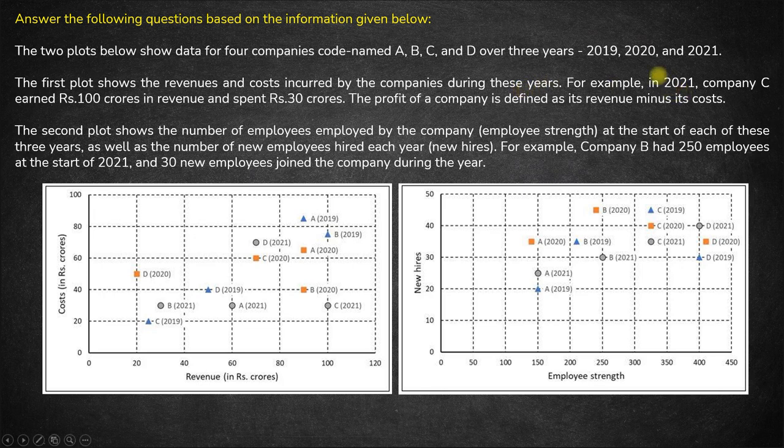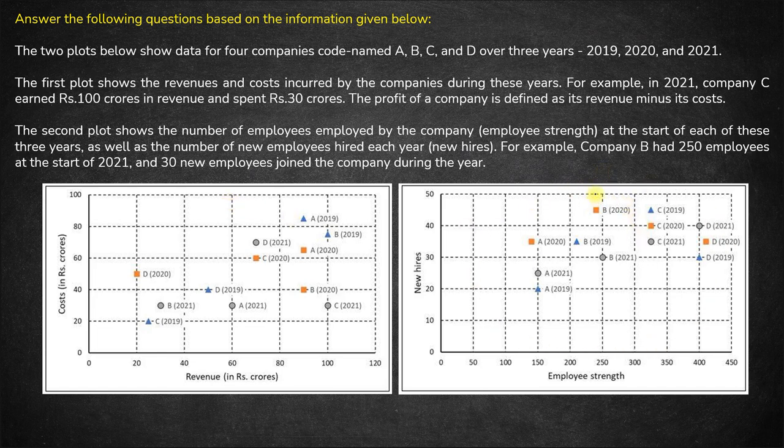For example, in 2021, company C earned 100 crores, this is the revenue, and it incurred a cost of between 20 and 40, exactly between this, so 30 crores. So a revenue of 100 and a cost of 30, that means the profit will be 100 minus 30, which is 70. Okay, this is how we need to read this data.